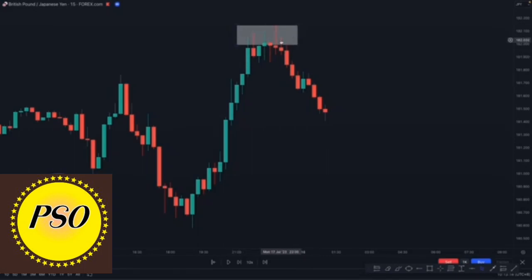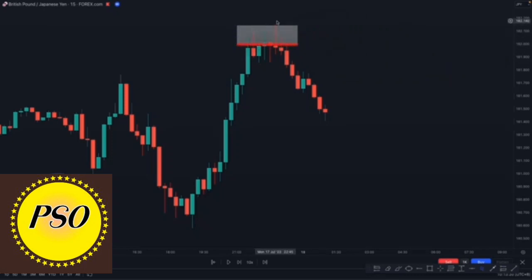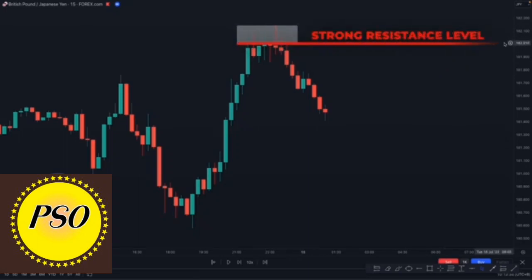What do these wicks tell us? These wicks tell us that at some point, price got pushed all the way up here, but it always ended up getting pushed down. Push up, push down, push up, push down, push up, and it always ends up pushing back down to this same level. This tells us this 182 level is a very strong resistance level, a very strong level that price has failed to break past multiple times. So price has rejected this key level multiple times, and chances are it's going to continue rejecting it.